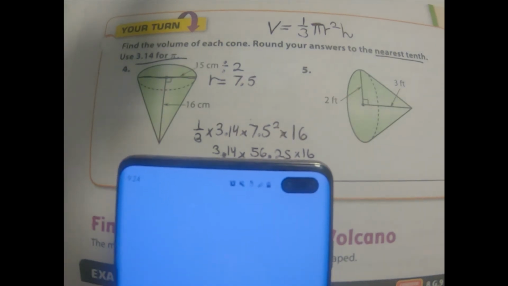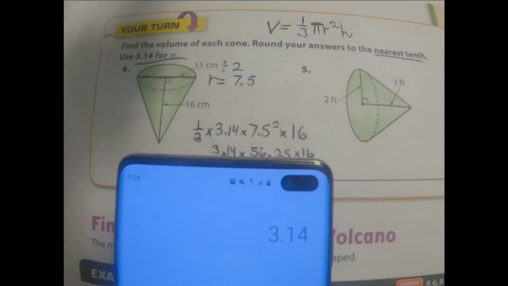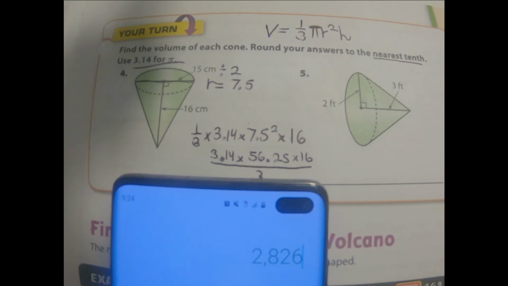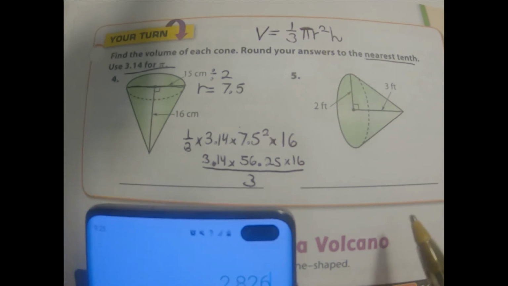So I'll start with my multiplication. 3.14 times 56.25 times 16, and I get 2,826.